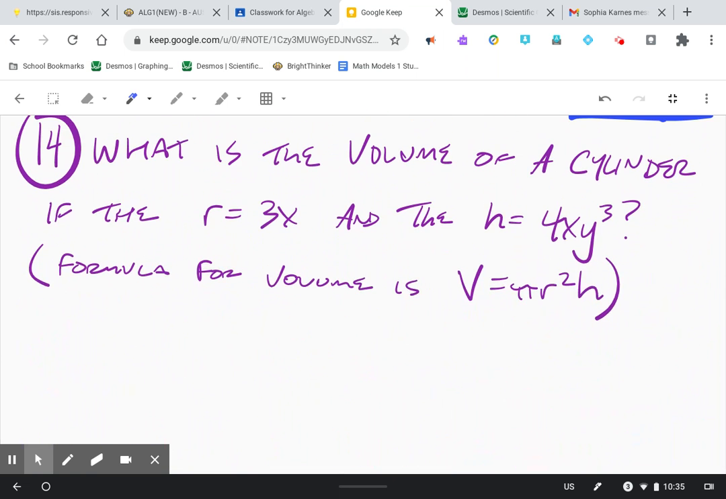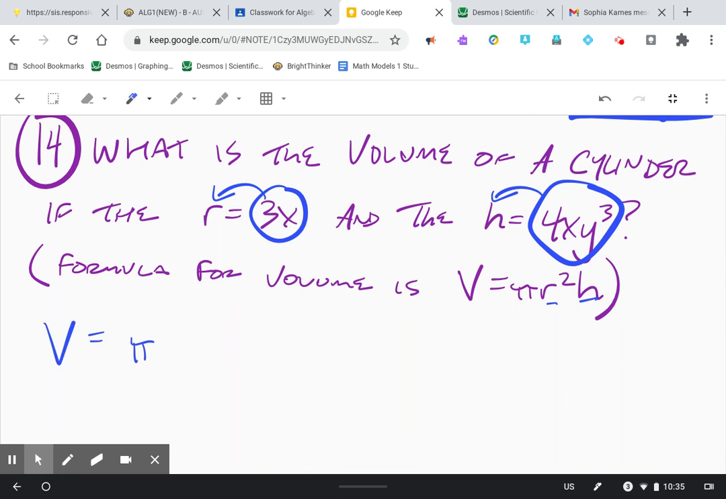More of the same here. They're giving us a value for r and a value for h. So we're going to take those and plug them in here. So it's going to look like this. Volume equals pi, and then we're going to have r squared, which is 3x squared squared, times 4xy to the third.